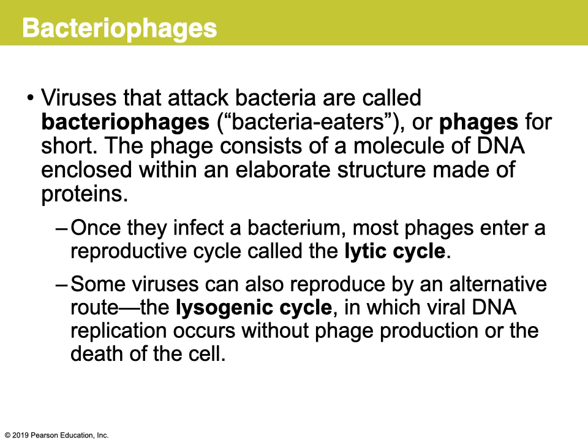And again, they can't reproduce themselves. What they do is they use other cells. They use host cells, in this case bacterial cells, to carry this out. Once these phages infect a bacterium, most of them will enter a reproductive cycle called the lytic cycle. Some of them are also going to reproduce by an alternative route, the lysogenic cycle, in which viral DNA replication occurs without producing new phages or killing the cell itself.